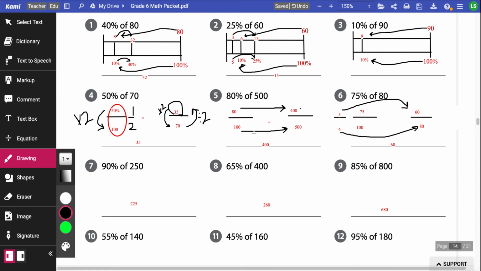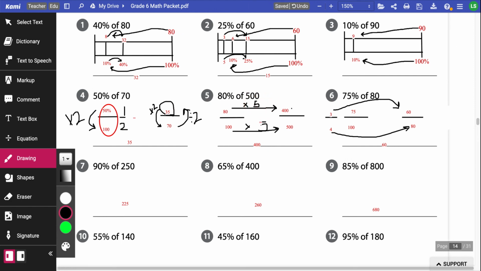Question 5 was nice because your denominators had common factors. So if I'm finding 80% of 500, 100 times 5 will give me 500. So 80 times 5 would then give me 400. So my solution would be 400.